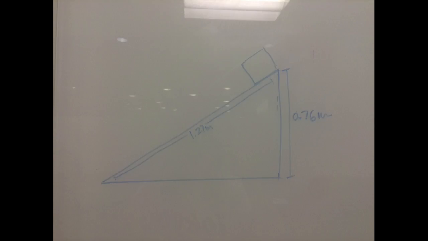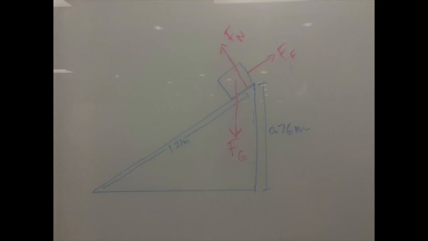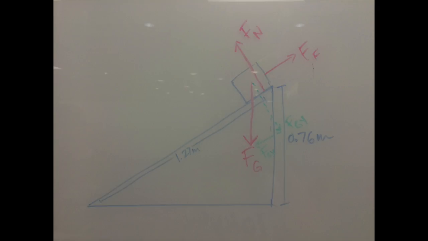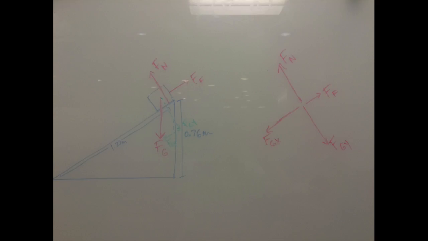To begin, we draw all the forces acting on the block. This includes gravity going straight down, the normal force perpendicular to the surface, and the frictional force going in the opposite direction of motion. We separate the force of gravity into the x and y components in order to calculate the normal force and set up the equation to find friction.